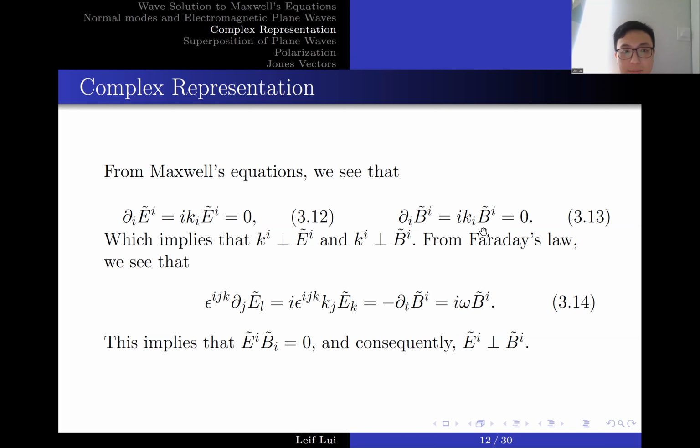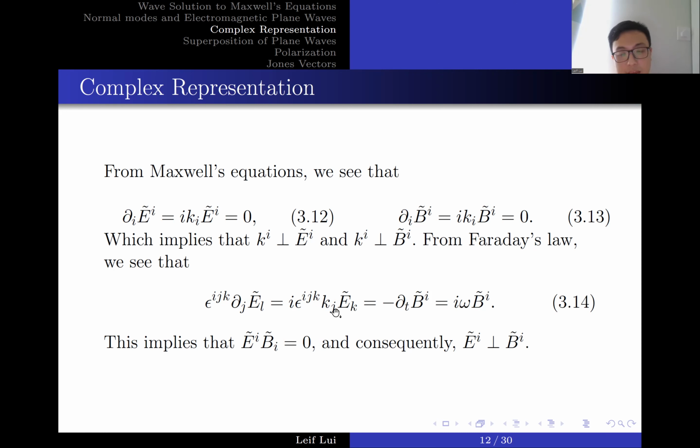But this still doesn't show that B is orthogonal to E. So from this, we need to use Faraday's law. Faraday's law states that the curl of the electric field is equal to the negative time derivative of the magnetic field. Remember that the partial derivative always generates the wave vector, right? So here we have the wave vector, and the time derivative always generates negative frequencies. So we get this.